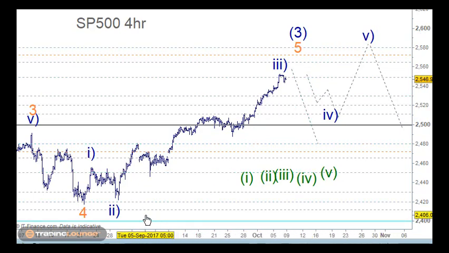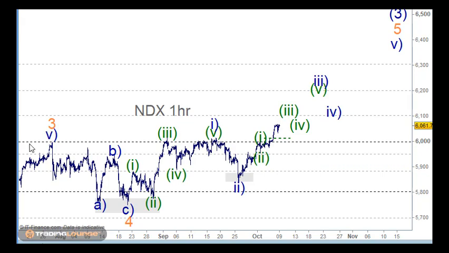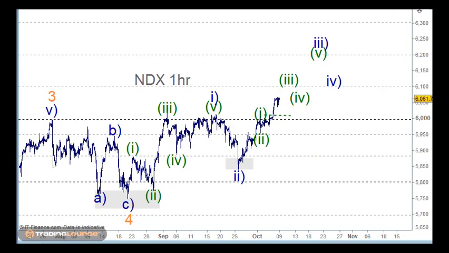Because on the NASDAQ, when we look at it, this little move in here counts as wave 1 as well. I'll just bring that up because the NASDAQ's actually got a different count that can take it much higher. So from this scenario of wave 3 here, as an A wave and a B wave and a C wave for wave 4, I've counted this as wave 1 and 2 here.